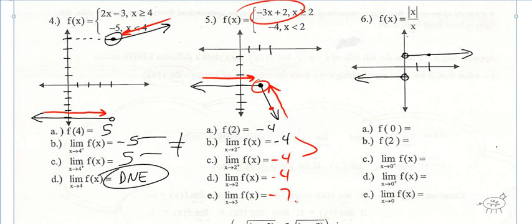Okay? So the beauty of this is when you have a hole, you have to realize that the limits don't matter. The right-hand limit is going to be equal to the left-hand limit because the hole doesn't matter. f of something, that matters because I can't be there, but I can approach a hole. Okay? All right, number 6.